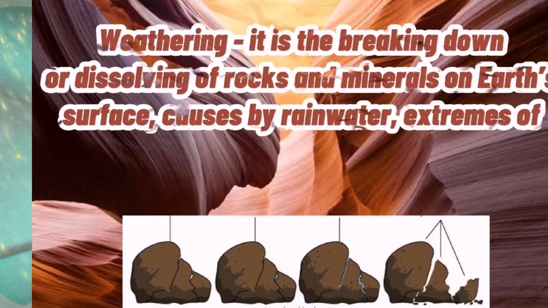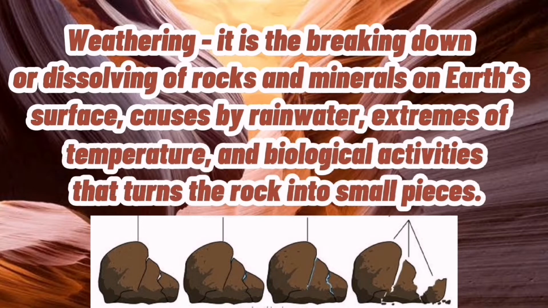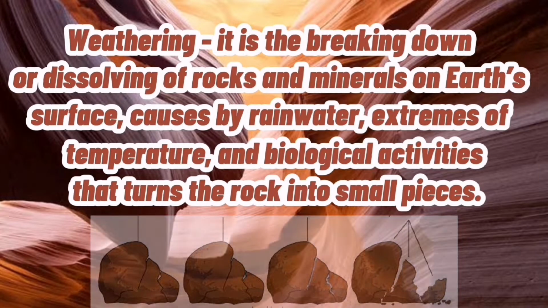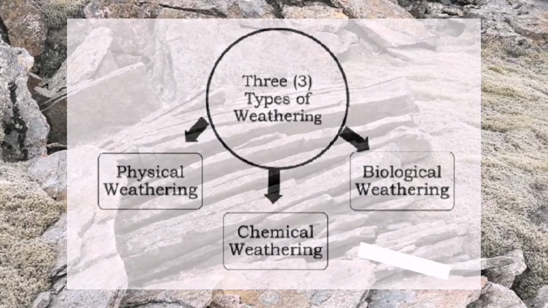Weathering is the breaking down or dissolving of rocks and minerals on Earth's surface, caused by rainwater, extremes of temperature, and biological activities that turn the rock into small pieces. There are 3 types of weathering: physical weathering, chemical weathering, and biological weathering.